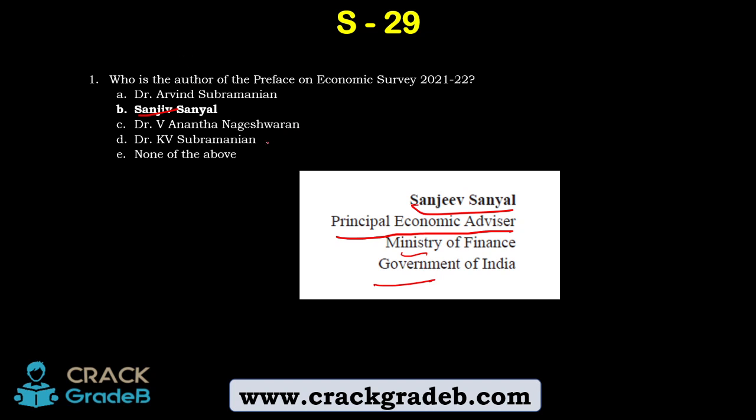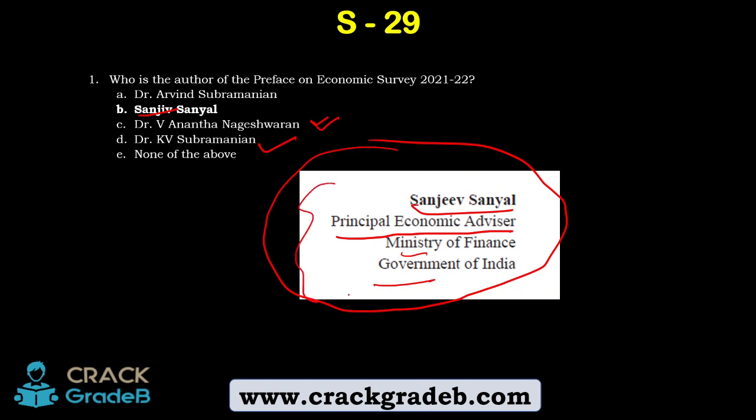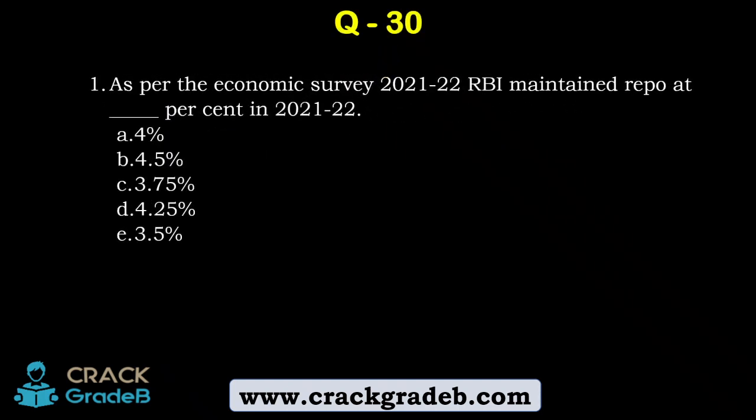Since Dr. K.V. Subramanian, Krishnamurthy Subramanian, left as Chief Economic Advisor last month to join academics, India has just appointed Dr. V. Anantha Nageswaran as the Chief Economic Advisor. So while the survey was prepared and delivered, India did not have its Chief Economic Advisor. That's why the Principal Economic Advisor is the author of the preface, right? This is again one of the catches in the survey. Let's see question number 30.